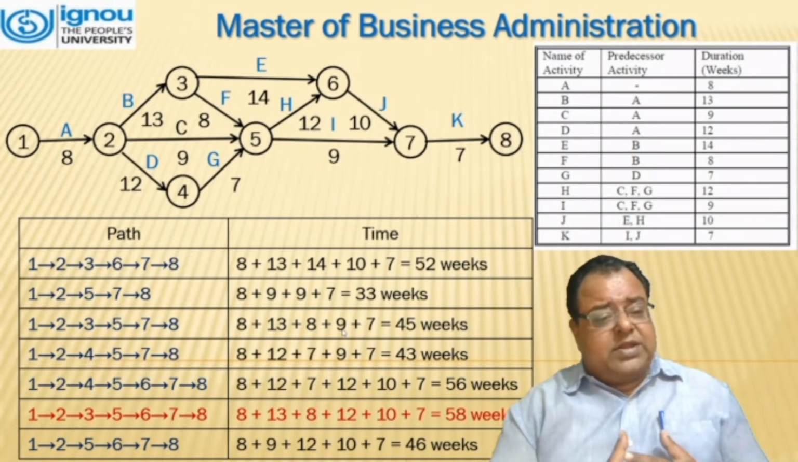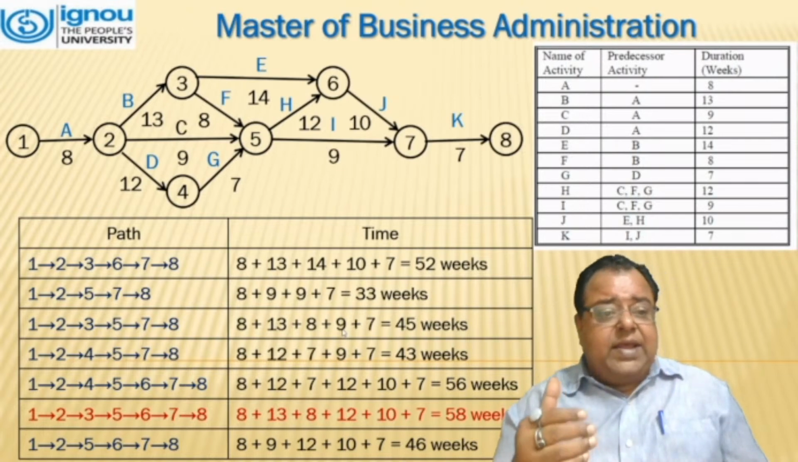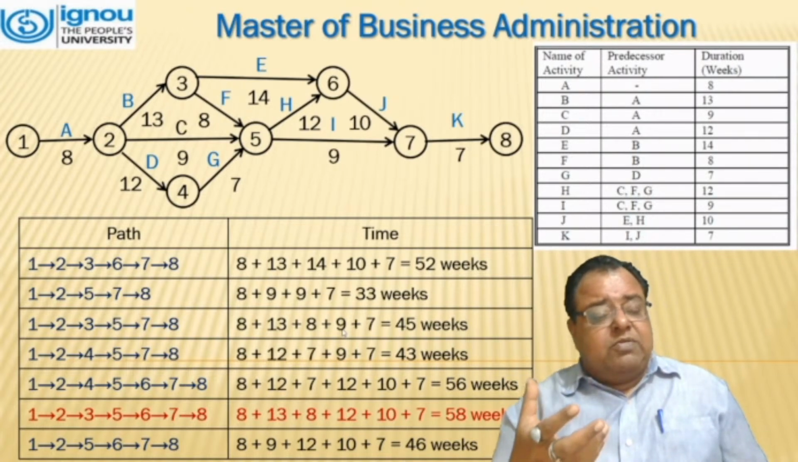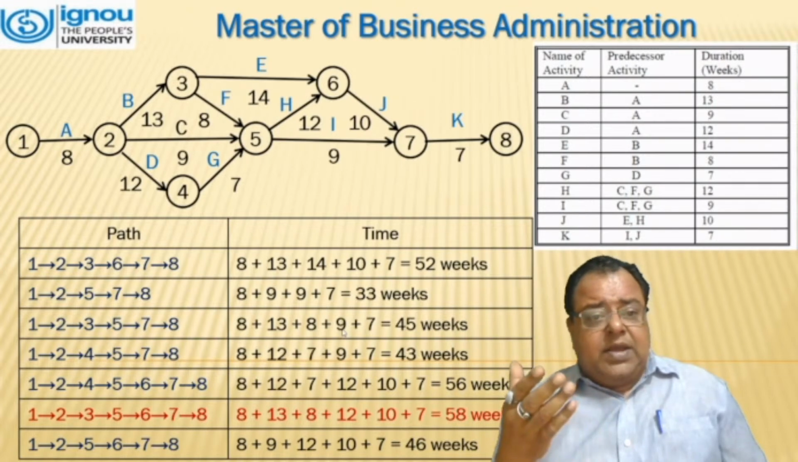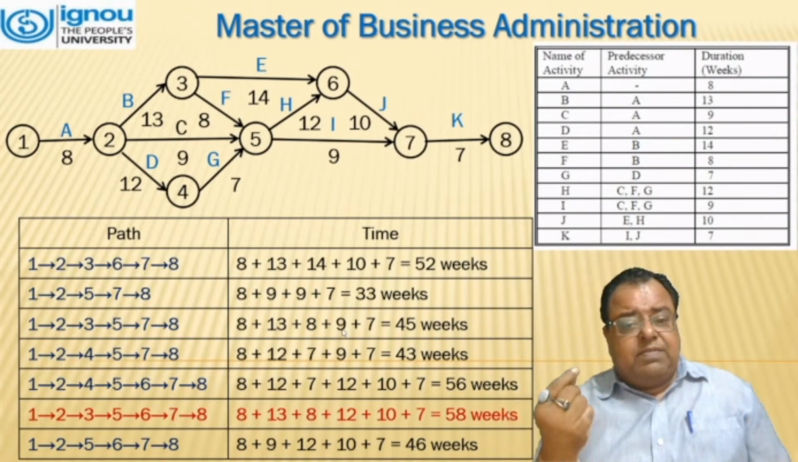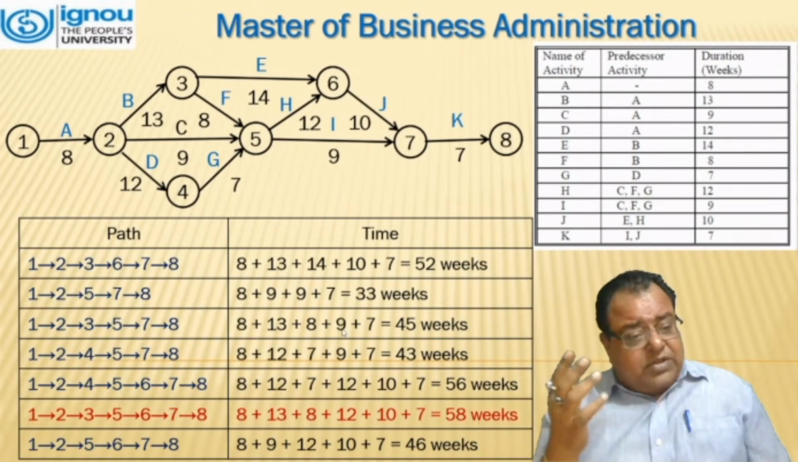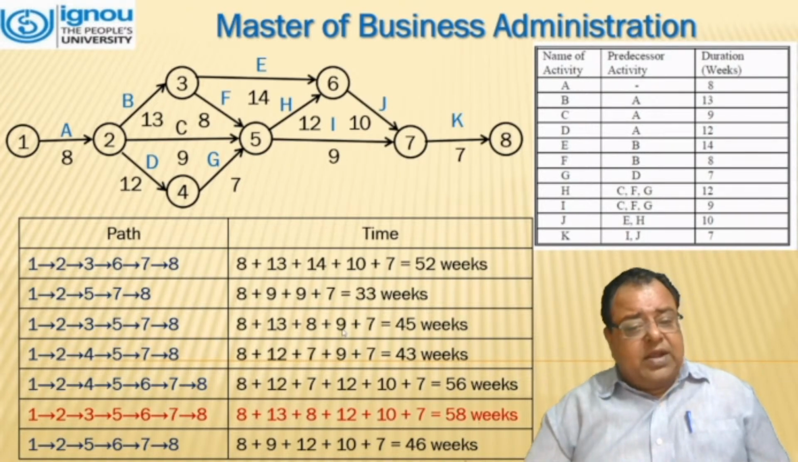Similarly, while we are drawing this path, we have to estimate a time. So we will be adding the time which is consumed for the completion of this sequence for A, B, F, J, K. We will be summing up 8 plus 13 plus 14 plus 10 plus 7, which comes out to be 52 weeks. So for the second path, 1, 2, 5, 7, 8, we get 33 weeks.